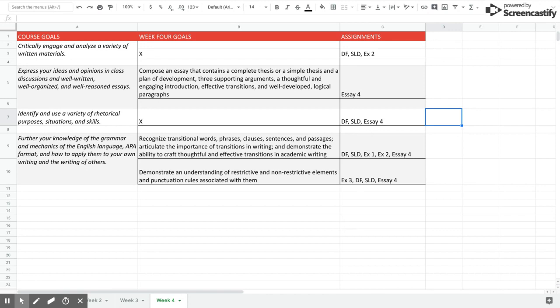So that's a brief rundown of how the assignments for this week will help you fulfill the learning goals for the week, which will help you fulfill the learning goals for the course.